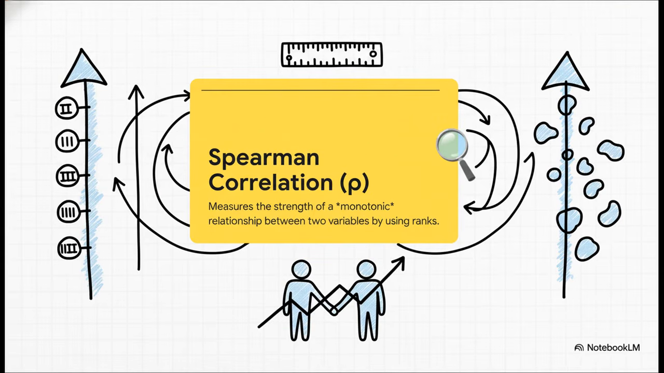It doesn't care about the actual values in your data. It only cares about their order, their rank. It's built to measure something called a monotonic relationship. And that's just a fancy way of asking a simple question: as one variable goes up, does the other one consistently go up or consistently go down? It doesn't have to be a straight line, it just has to be consistent.